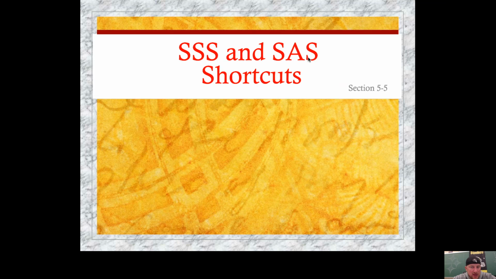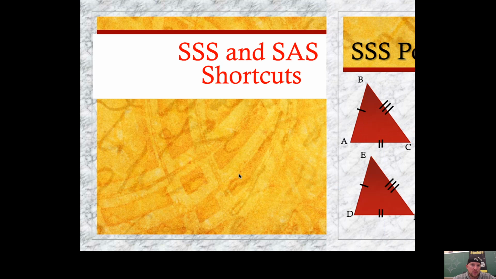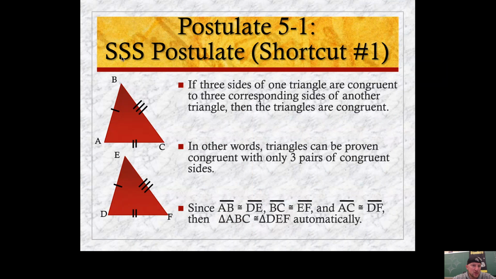Likewise, this is side, angle, side. Don't say SAS. It's side, angle, side. These are shortcuts for showing that triangles are congruent. So postulate 5.1 is your side, side, side postulate. It's our first shortcut for showing that triangles are congruent.